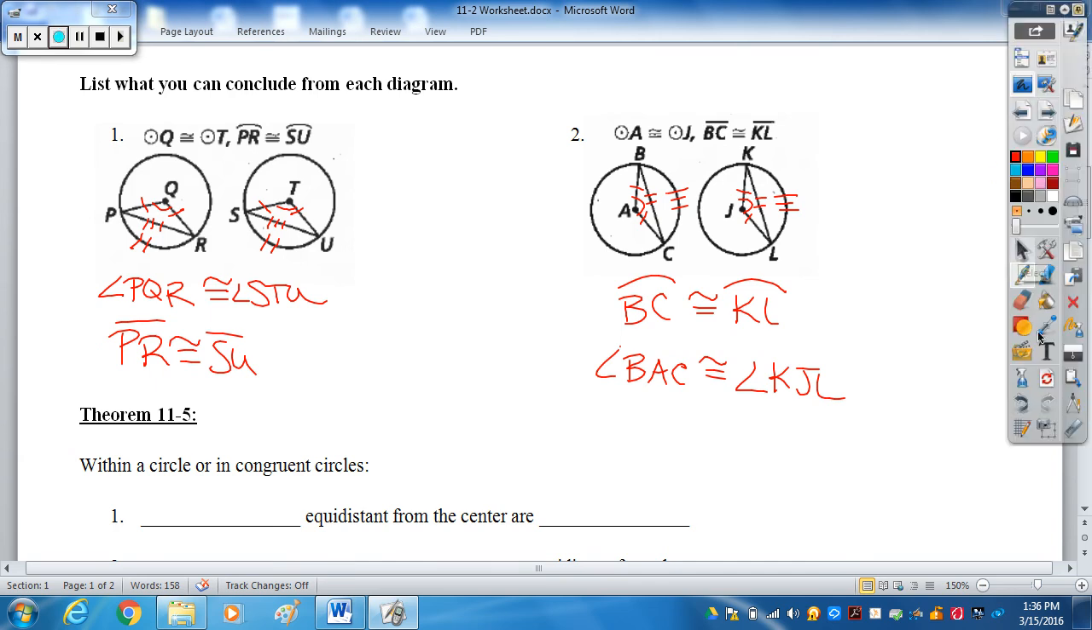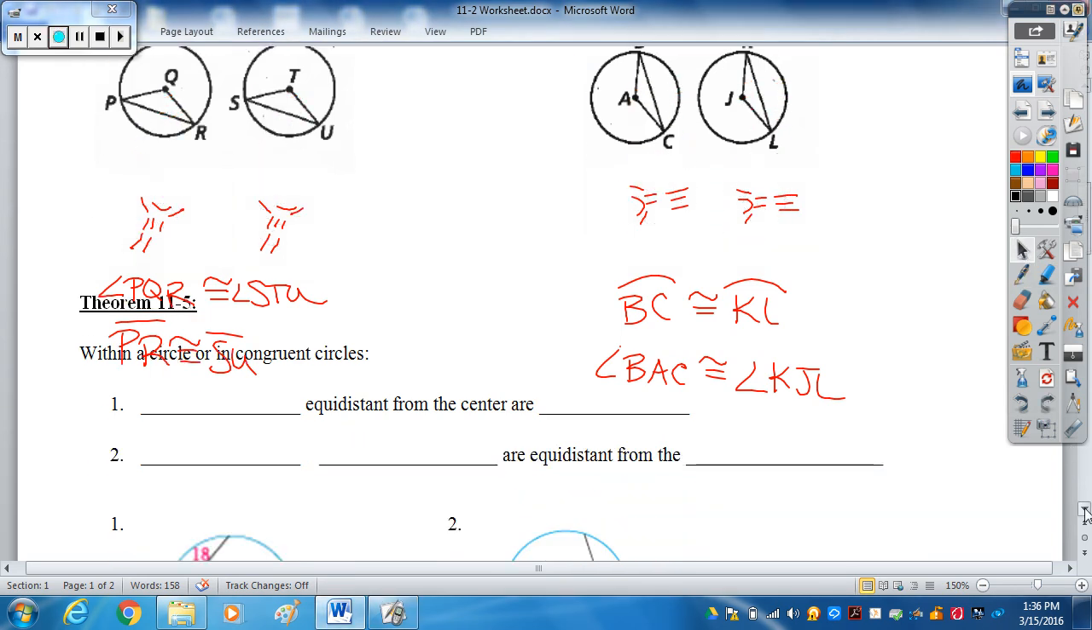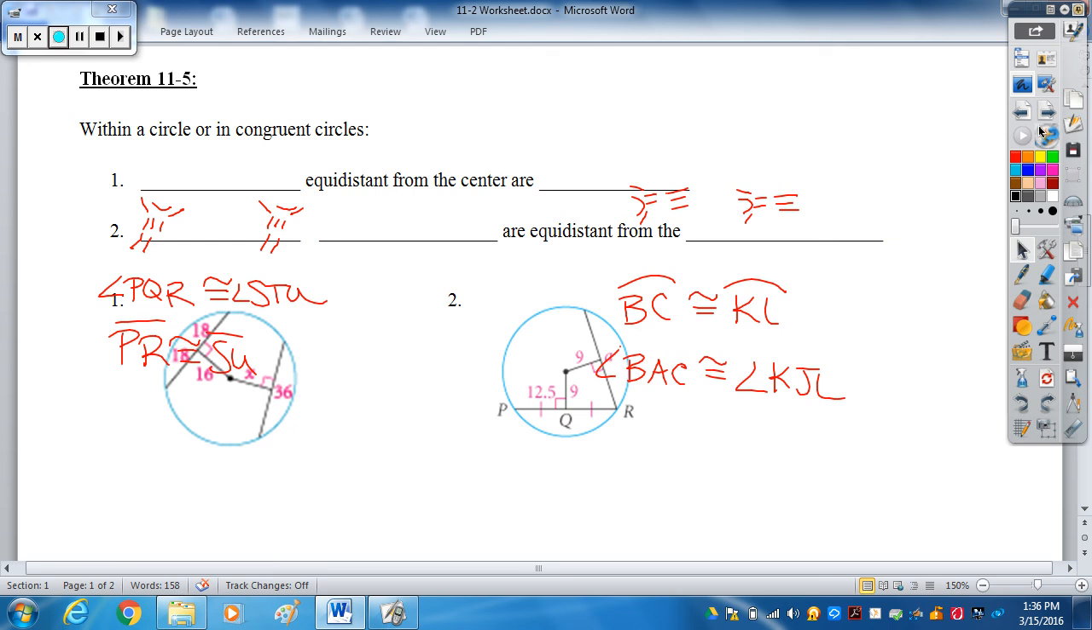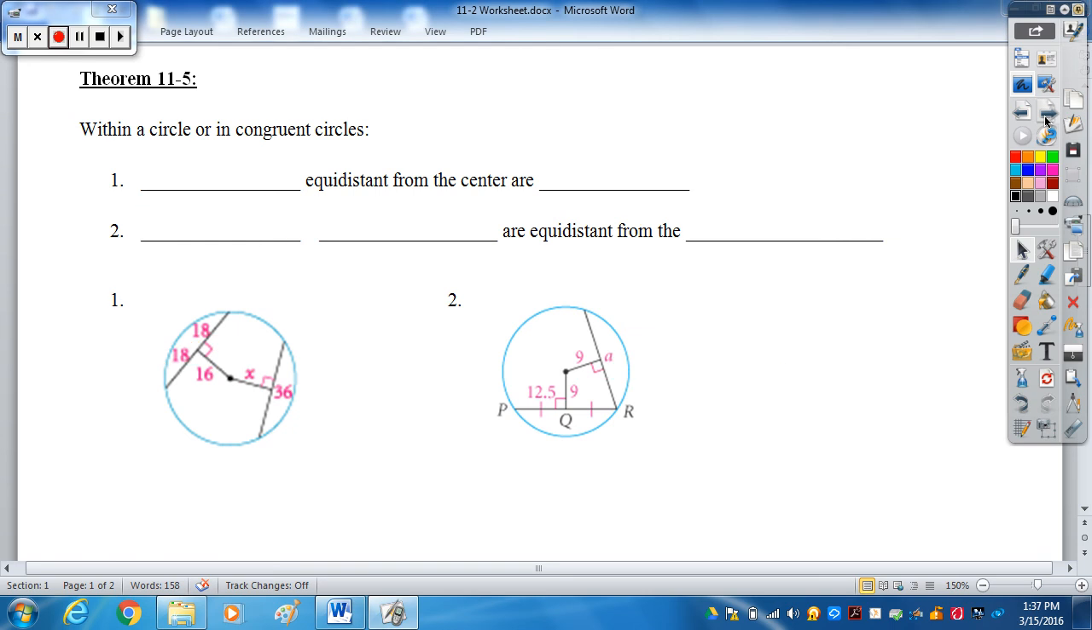All right, now the next thing I want to look at is this last theorem down here, theorem 11.5. And that is this. Within a circle or in congruent circles, so again, it has to be with the same relationship to each other. Number one, you can write down this: chords equidistant from the center are congruent.